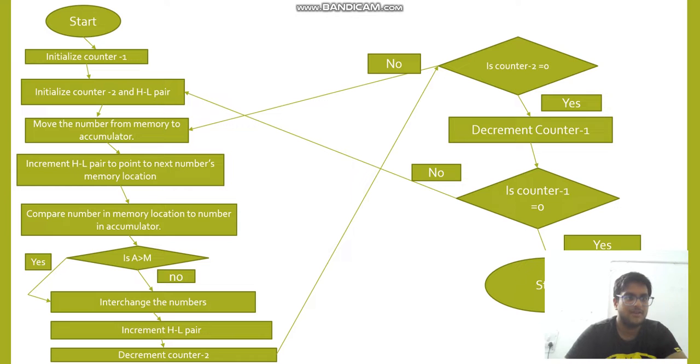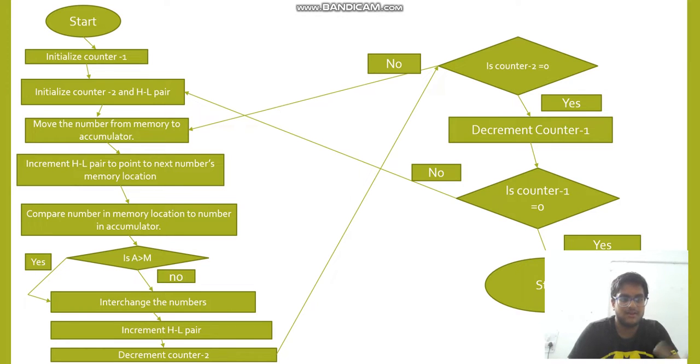First we'll start the program and we'll initialize the counter minus 1, and then we'll initialize the counter minus 2, and here we'll also initialize the HL pair. Then we'll move the number from the memory location to the accumulator. Next we'll increment the HL pair to the next number's memory location, and again we'll compare the memory location to the accumulator number. If the accumulator is greater than the number in the memory location, then we'll interchange, or else it will increase the HL pair.